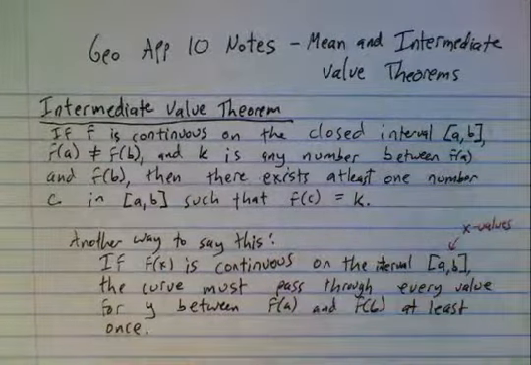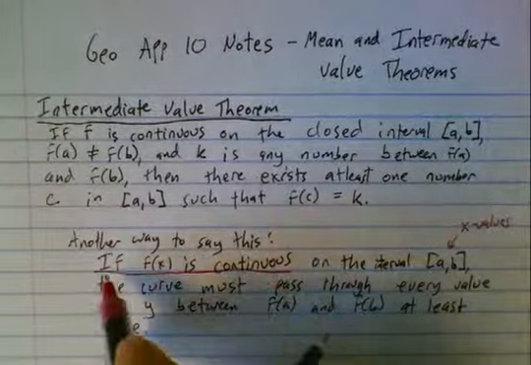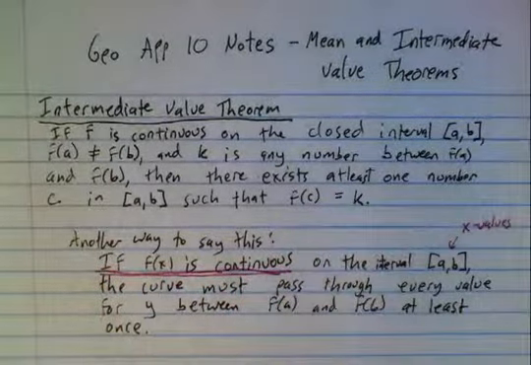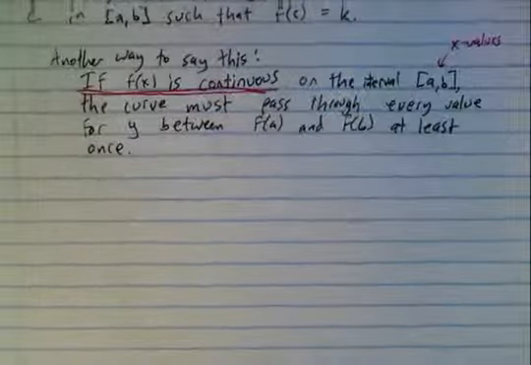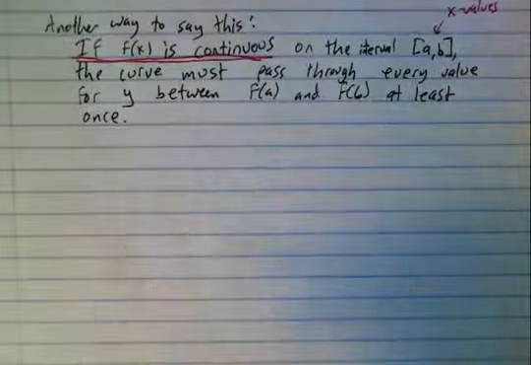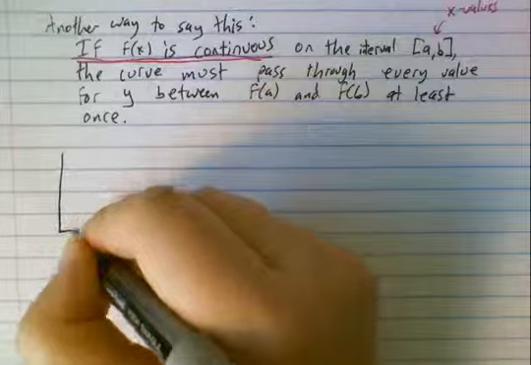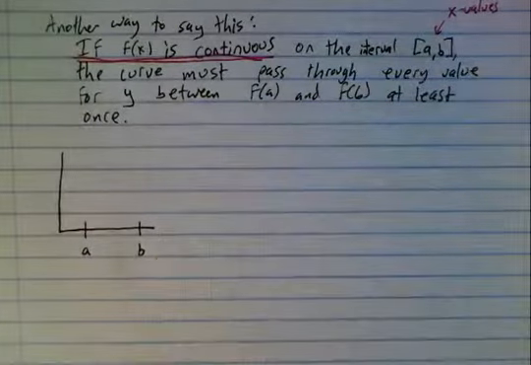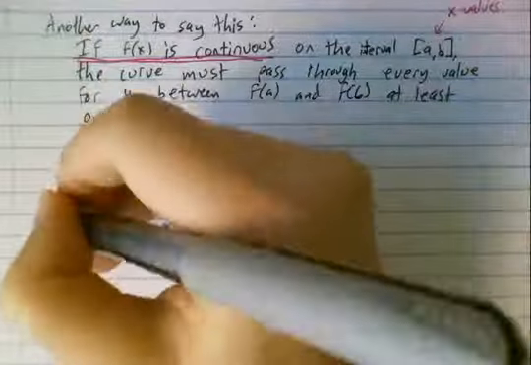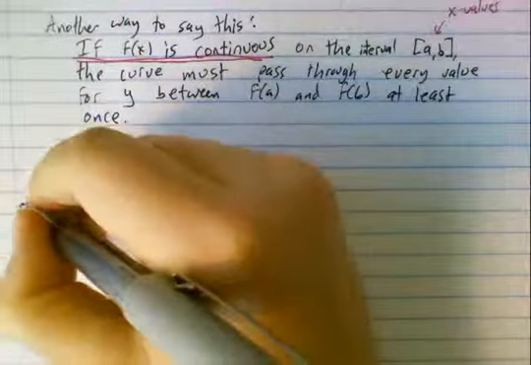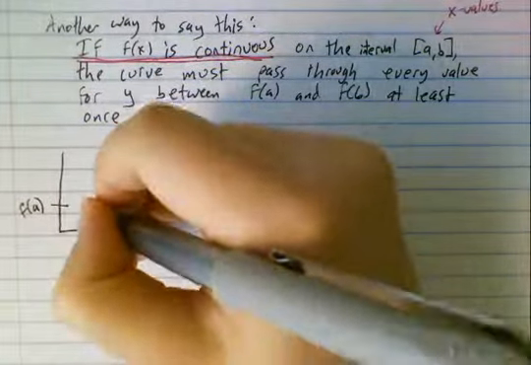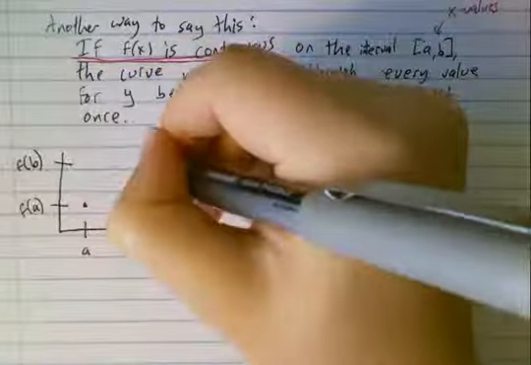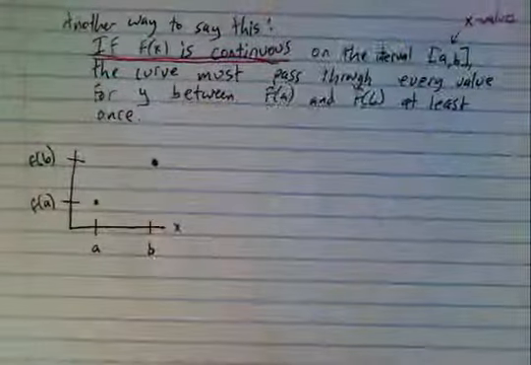Now the key thing here is this is only true if f of x is continuous. So this is really, really, really important. Let's do a little diagram of that. I think that'll help it be clearer. So let's say we've got some value a, some value b. This is on the x-axis. And this is f of a, just some value. And this is f of b, so some value right there.